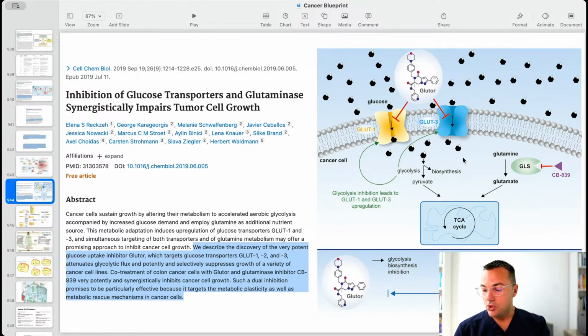Now, you may say, well, can't we just take Glutor? Can't we just take Glutor and DON? Would that be enough? And I might say, first of all, I don't know, because this needs to be studied to a much greater degree.